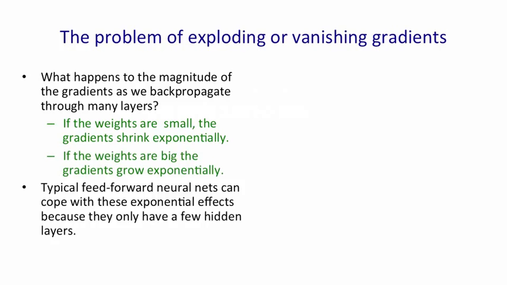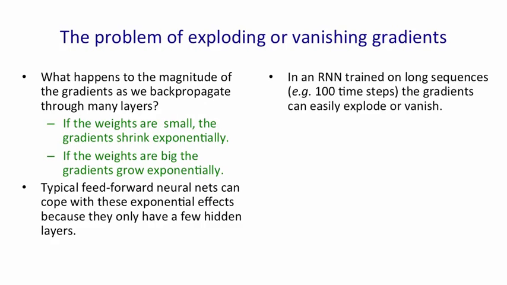In a feed-forward neural net, unless it's very deep, these problems aren't nearly as bad, because we typically only have a few hidden layers. But as soon as we have a recurrent neural network trained on a long sequence, for example 100 time steps, then if the gradients are growing as we backpropagate, we'll get whatever that growth rate is to the power of 100, and if they're dying, we'll get whatever that decay is to the power of 100. And so they'll either explode or vanish.